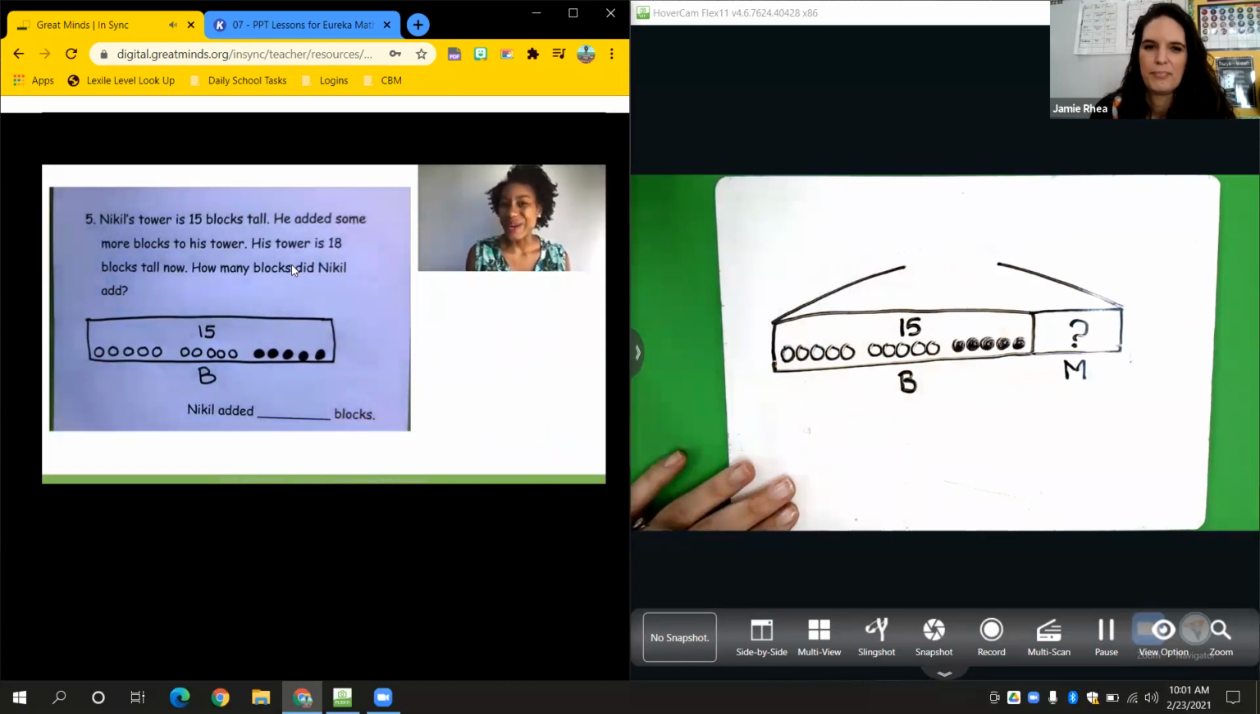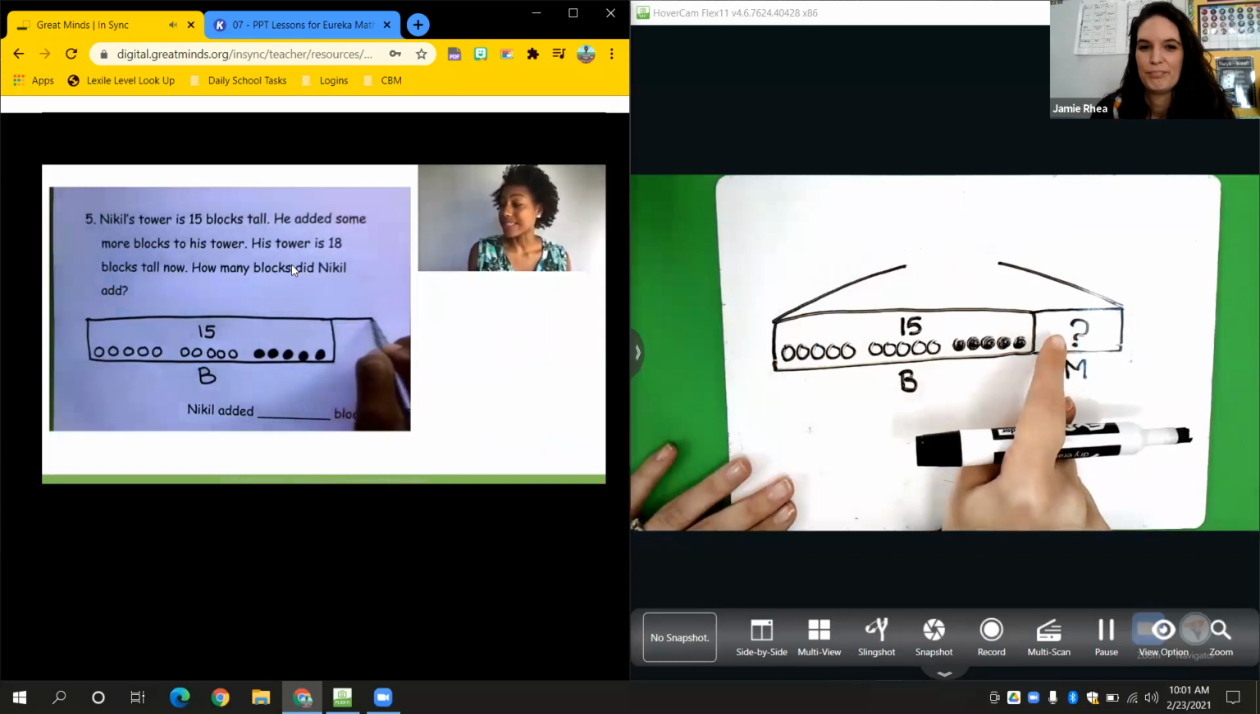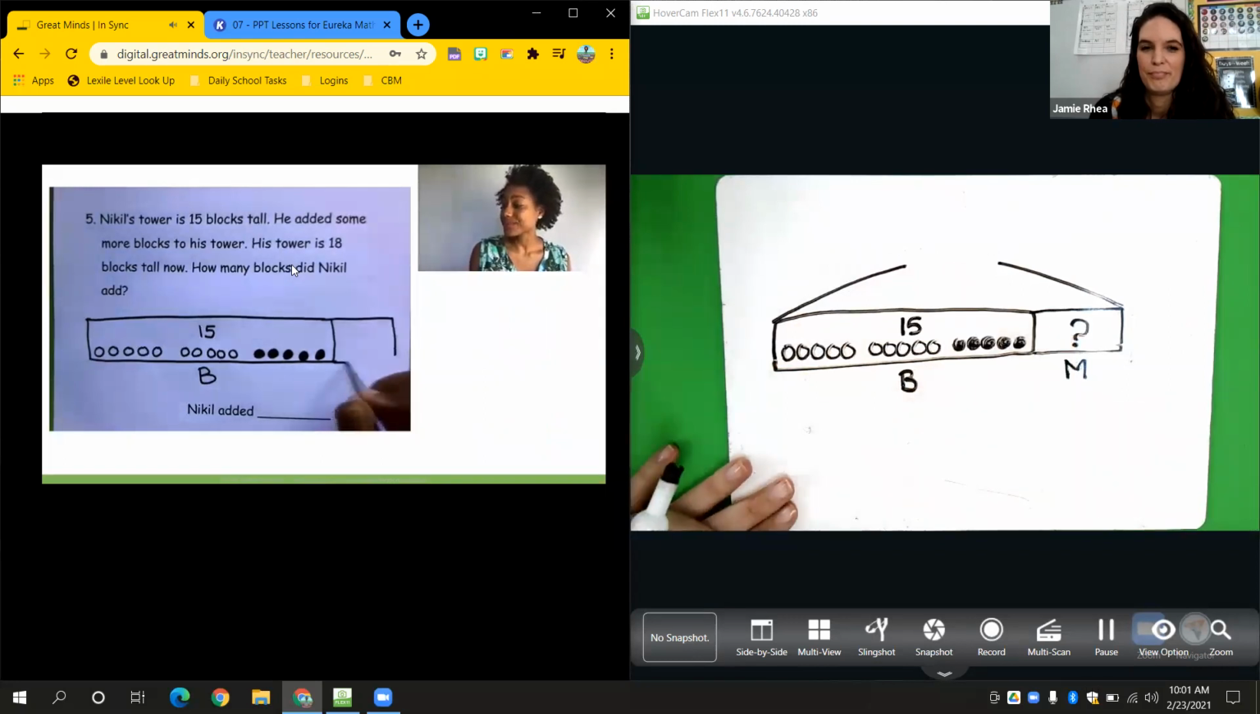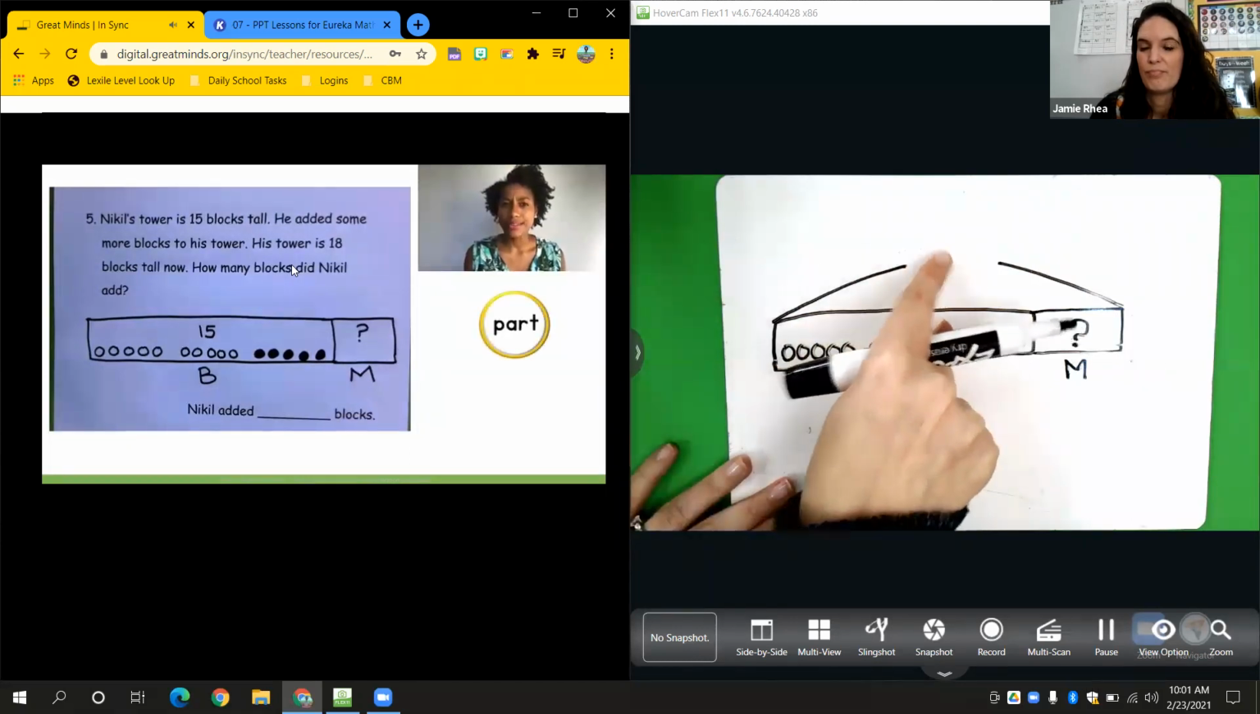I don't know how much it's going to be, so I'm just going to draw a box about this size and put a question mark in it. Let's read the next line. His tower is 18 blocks tall now. Where can we put that? Is it a part or the total?